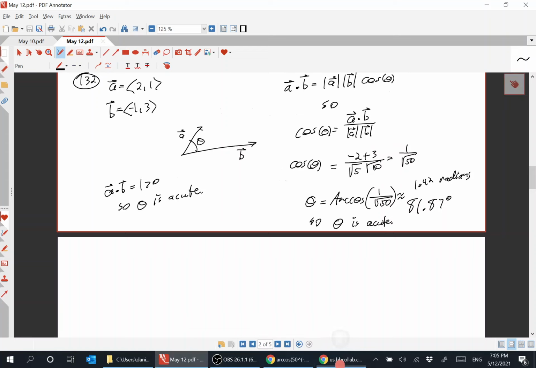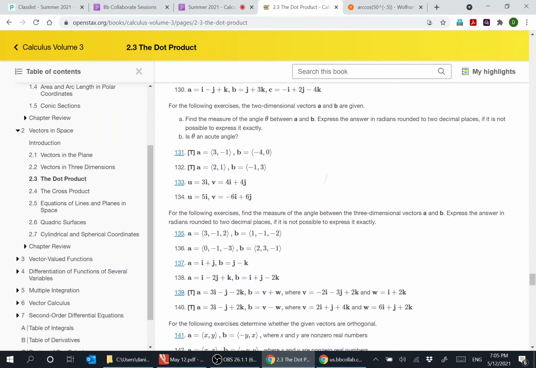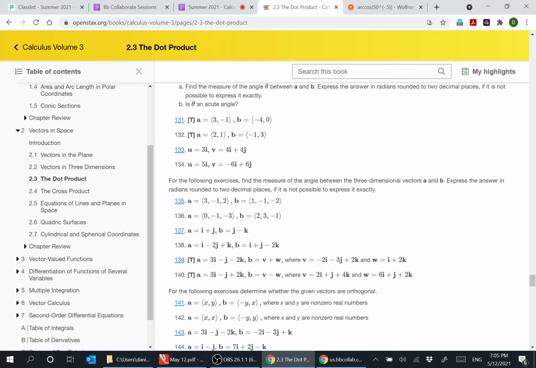135. For the following exercises, find the measure of the angle between the three-dimensional vectors A and B. Express your answer in radians. Okay, express the answer in radians or degrees. So 135, we've got 3, negative 1, 2, 1, negative 1, negative 2.